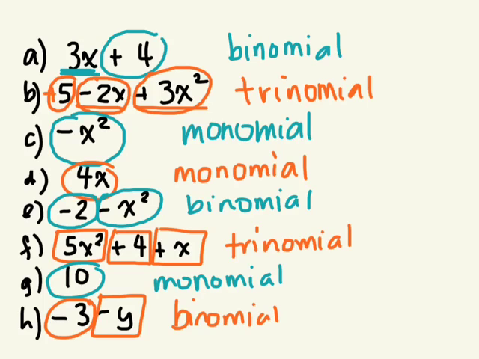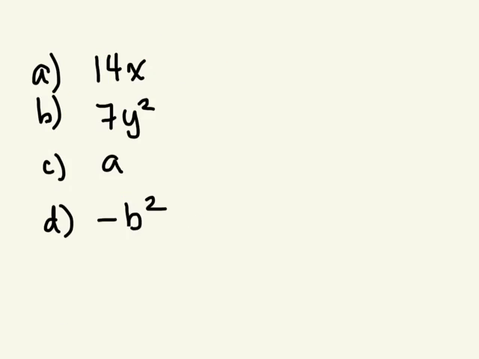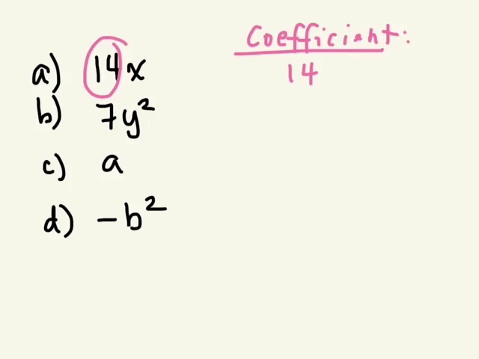Excellent. For the coefficient, which is the number, whatever number is in front of the variable. So for A, which part of this is the coefficient? 14. Coefficient is the number. Is it positive or negative? It's 14. What about for B? What's the coefficient? Good. 7.